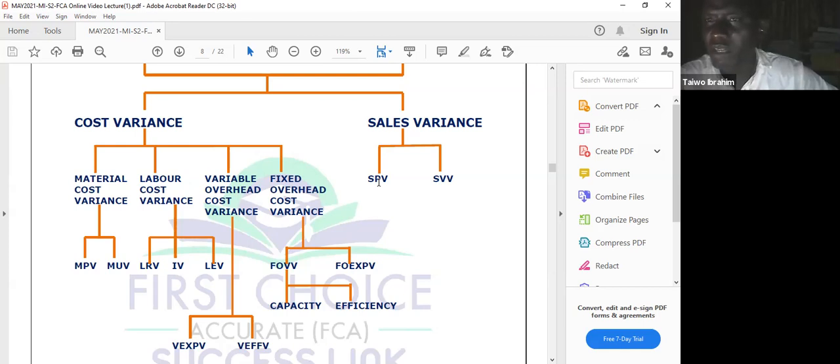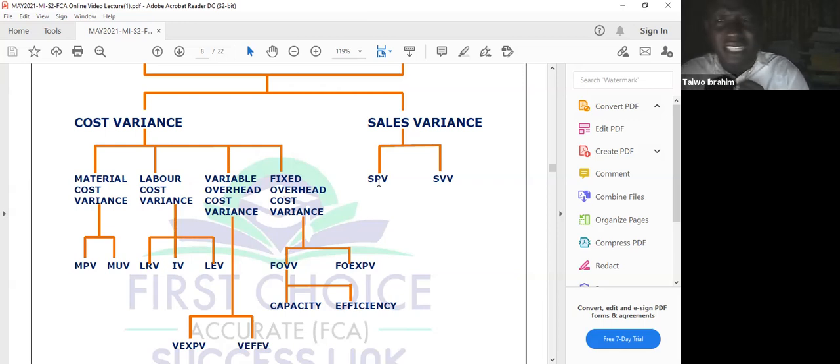Sales price simply means that if the price we envisage to sell the product is different from the price we actually sold, that means you're having a price variance. Please note it. A price variance is the variance between the price we wanted to sell at and the price we actually sold. If I want to sell for 10 naira and I now sold for 13 naira, what's the difference? 3 naira variance. That variance is what we call sales price variance. Hope you understand what I'm saying.